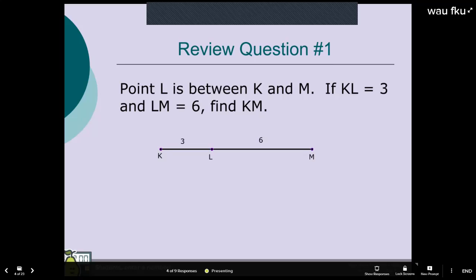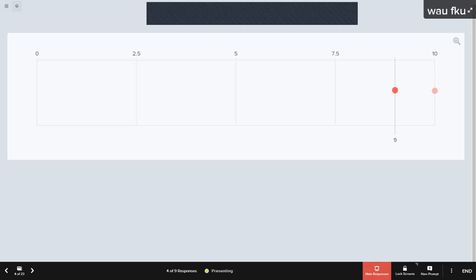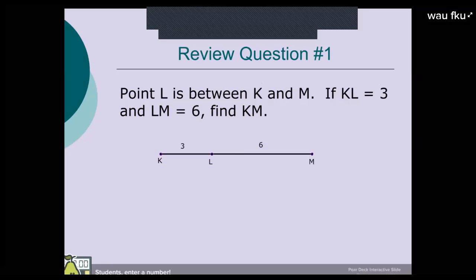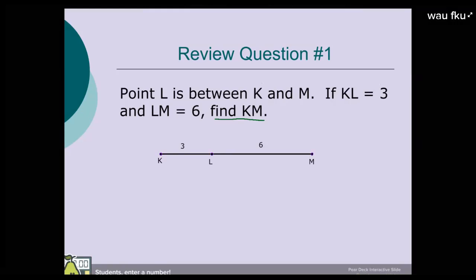All right, let's go over this. So the majority of you said 9. We had a lot of people not answer, so I'm not sure if it's because we're still a little foggy on this. So let's talk about this. We have this piece is 3 and this piece is 6. And it tells you that you are finding KM. That's your goal. So I could take my highlighter and say, okay, K to M, it's the whole thing. So what pieces make that up? Well, I have a piece of 3 and a piece of 6.